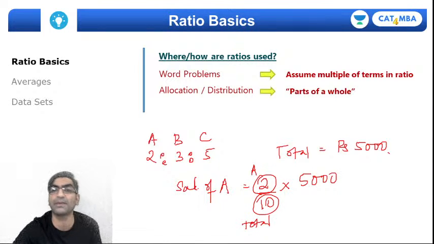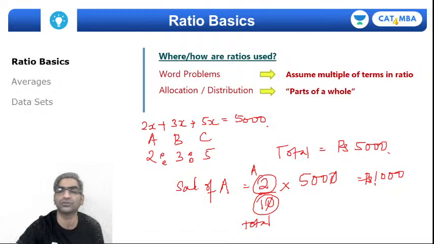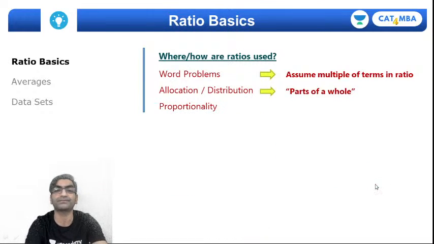The same problem can also be solved by using the first approach. You could also have said, let's say A earns 2x, B earns 3x, C earns 5x, and then 2x plus 3x plus 5x is equal to 5,000. That would still give me the same answer. I'll get x as 500, and so A will earn 2x, which is 1000, exactly the same as you would get from here. So it's a fairly straightforward approach to deal with ratio problems.